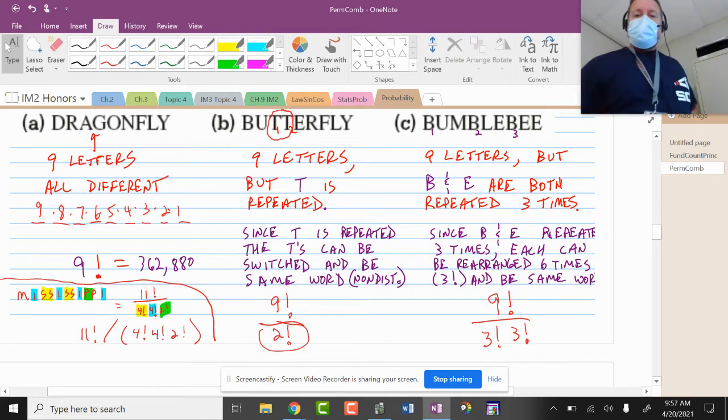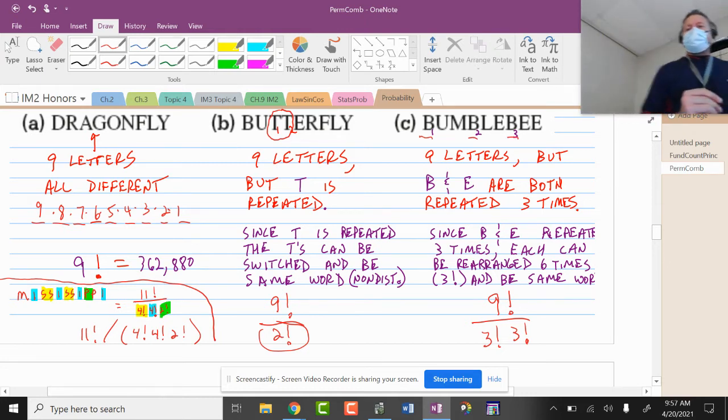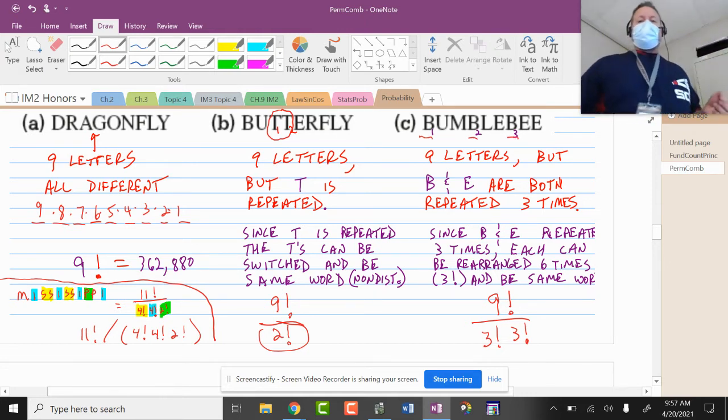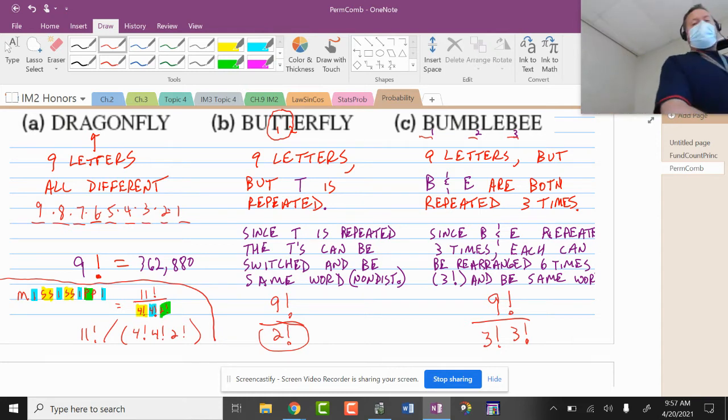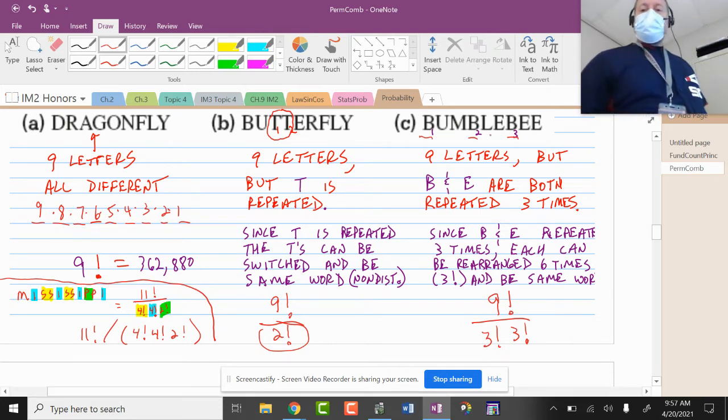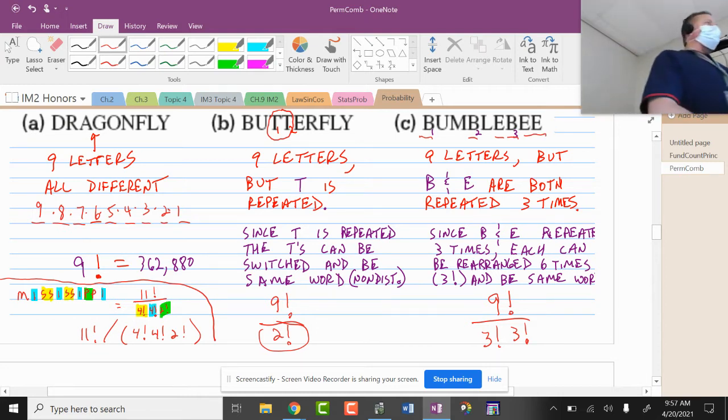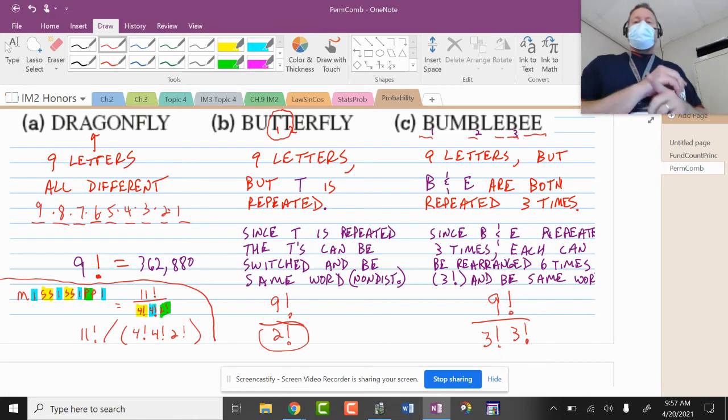Then bumblebee gets nuts. There are actually 6 different ways I could rearrange those B's and I would still have the word bumblebee. So 3 repeated letters, 3 factorial non-unique ways I could write that one word. But then unfortunately, I also have repeated E's. So I have to divide by that as well. There's 3 factorial different ways I could rearrange these and still have the word bumblebee.